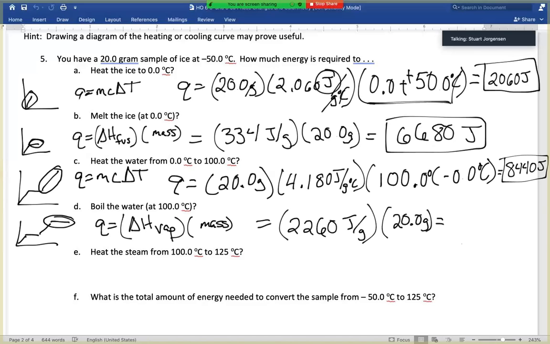Go ahead and multiply those. 2260 plus 20.0. Looks like 3 significant figures on this one again. I got 2280 joules of heat energy going into the system to get our water to all boil off. That's not right. I added. That's not right. Should be way bigger than that.